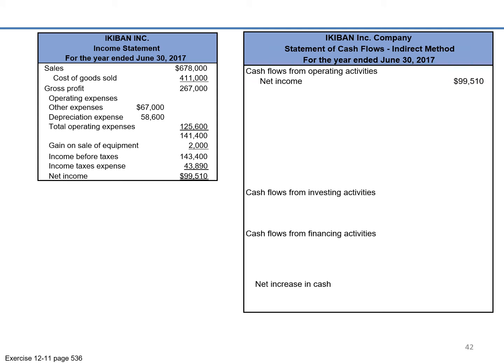So indirect method, we start with net income. So that's 99,510. We're just pulling it straight from here.